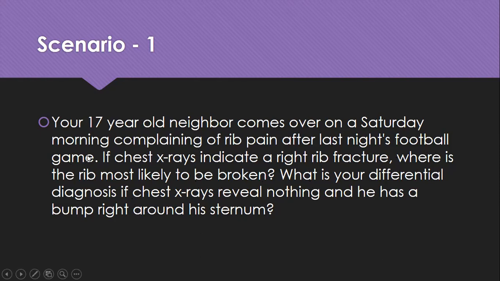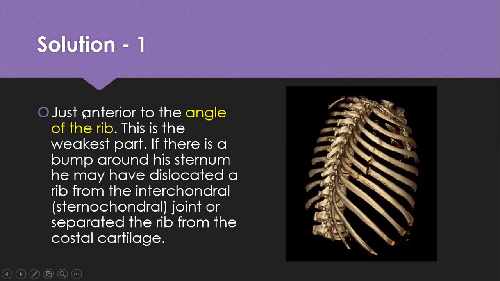And the chest X-ray shows that there is a right rib fracture. Now, the first question here is, where is the rib most likely to be broken? Okay, now the answer for that is the angle of the rib. The angle of the rib is the most easily breakable part. So look here, just anterior to the angle of the rib. This is the weakest part of the rib.